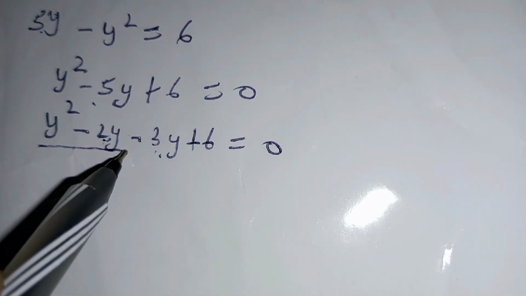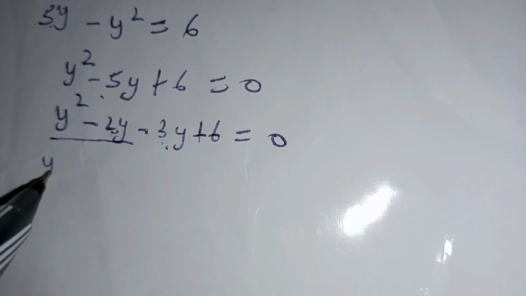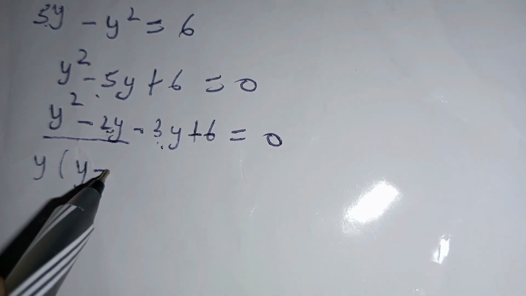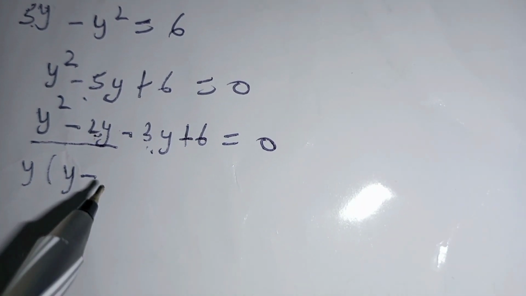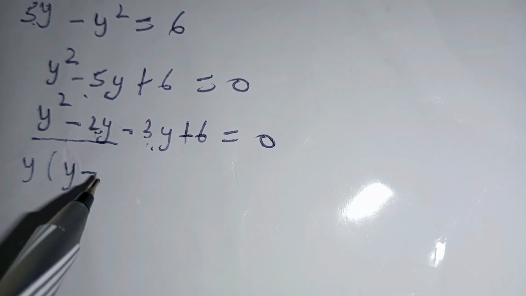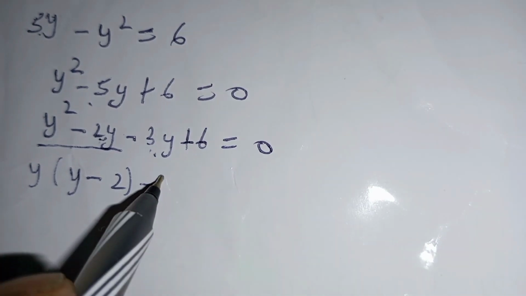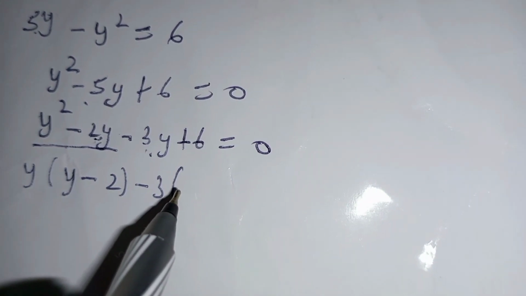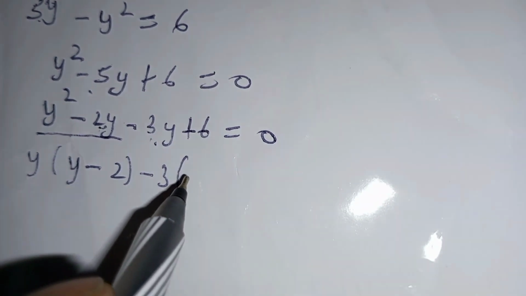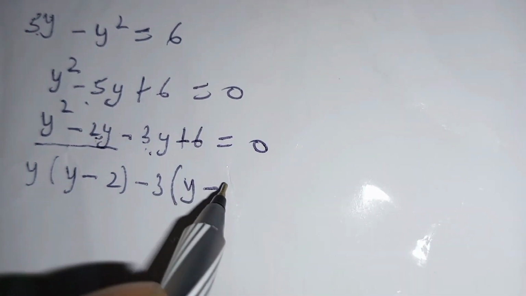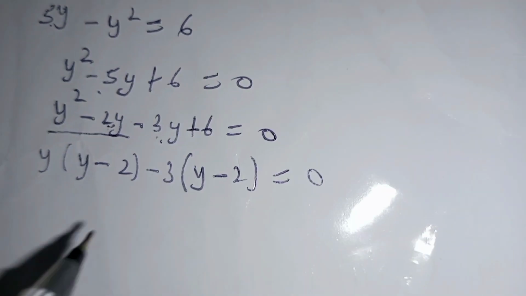We factorize by pairing. Here y is common in the first two terms, so y squared divided by y is y. Negative 2y divided by y is negative 2. On the last two, we have negative 3 as common. Negative 3y divided by negative 3 is y. 6 divided by negative 3 is negative 2, which is equal to 0.